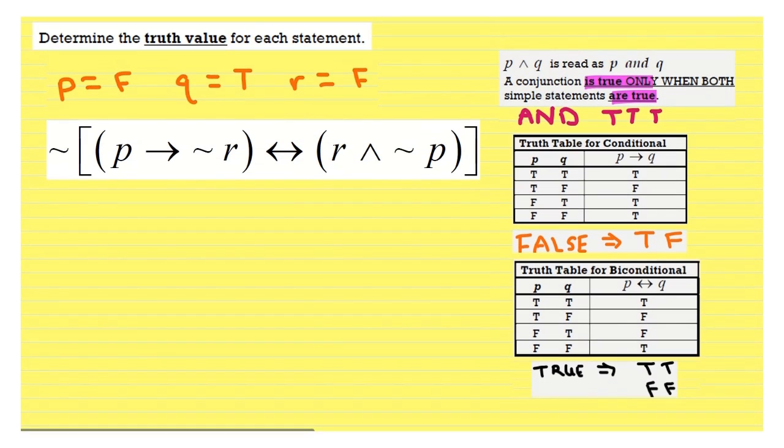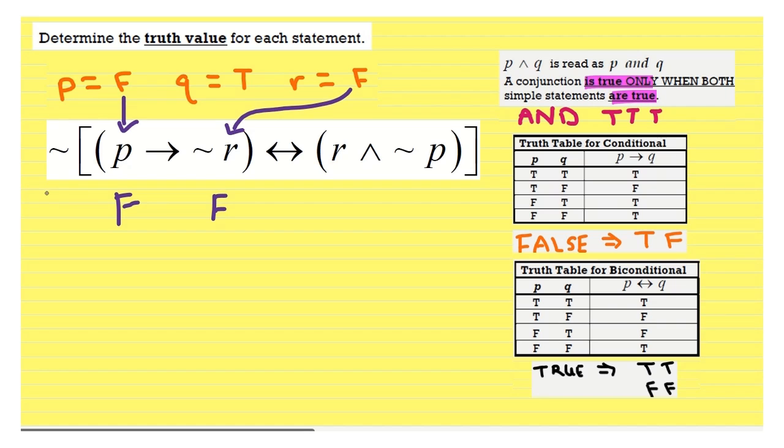Okay, our next statement says: not P, then not R, if and only if R and not P. Okay, so we need to assign all of our truth values. So the P has a truth value of F. The R has a truth value of F.